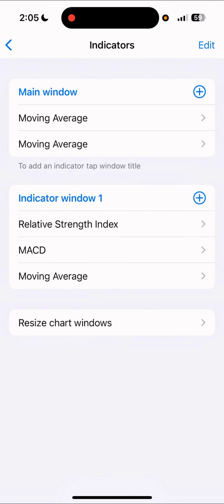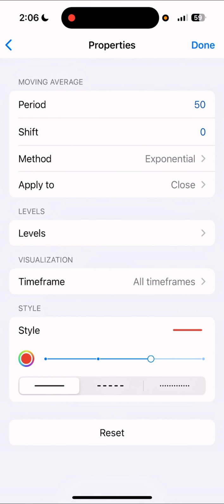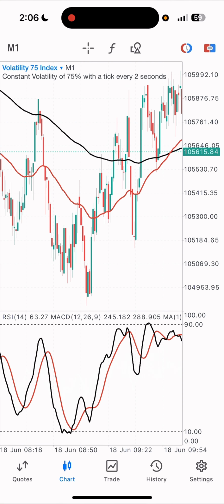Then what you do next is add another moving average. You put that on period 50. Shift is going to be 0, method exponential. You apply to close. Style on 3 pixel with this first trend line. Then you click on done.